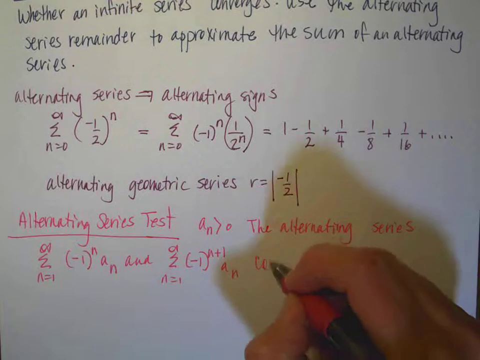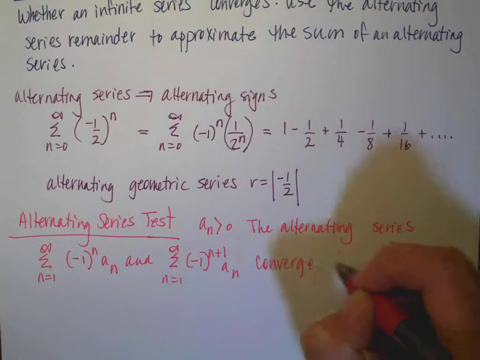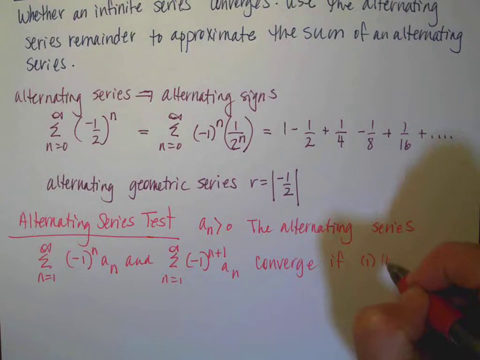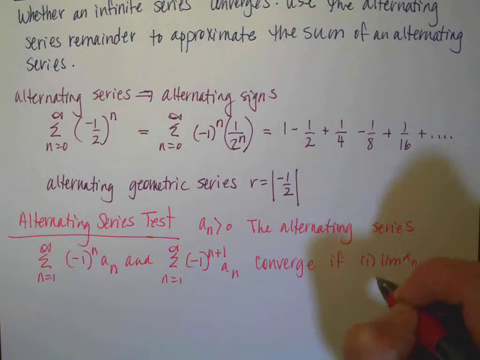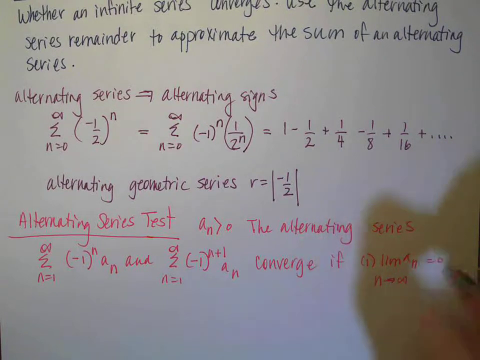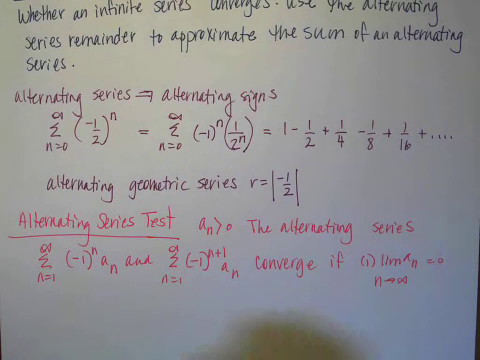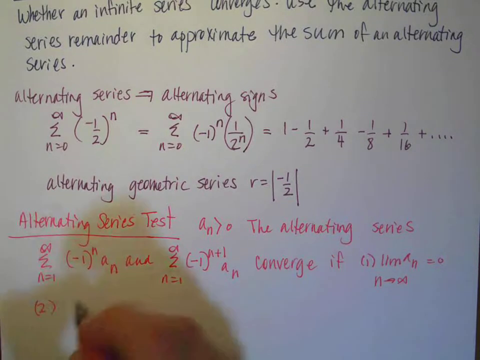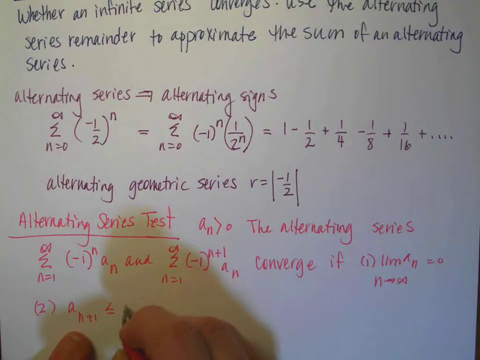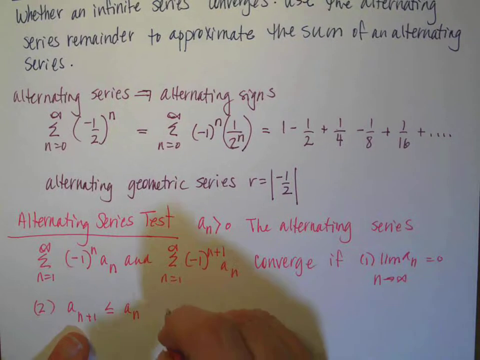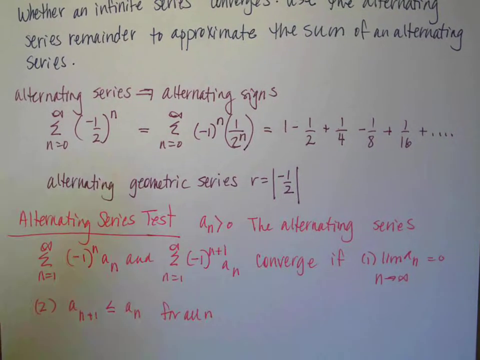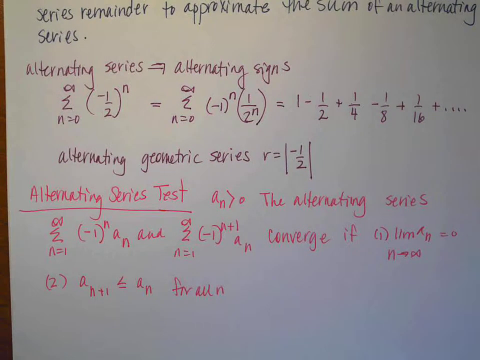These are going to converge if, number one, the limit of a sub n as n approaches infinity is equal to 0. And then the second one would be a sub n plus 1, the next term, is smaller than the current term for all n. Okay, so that would be the criteria for our alternating series test. So now let's start by doing some examples.